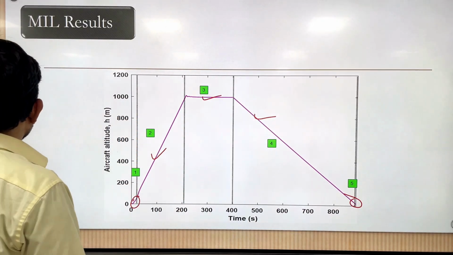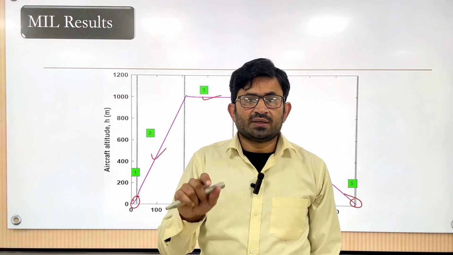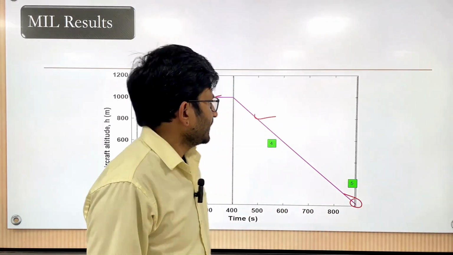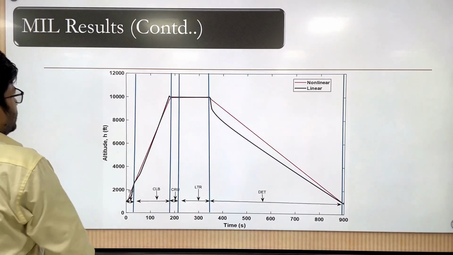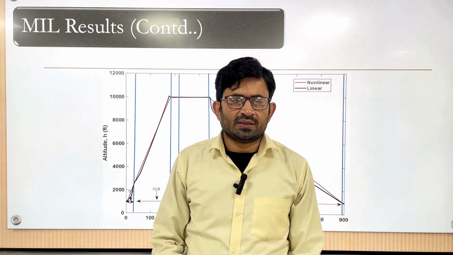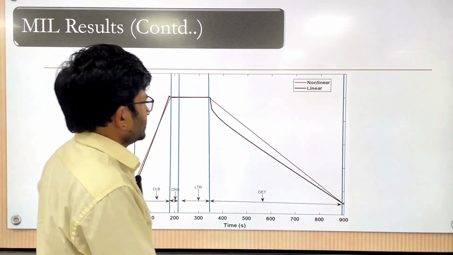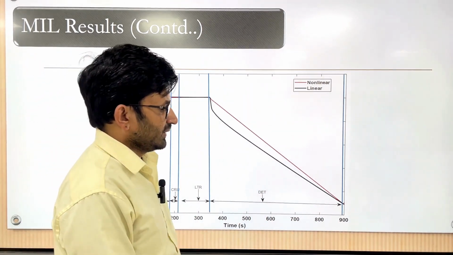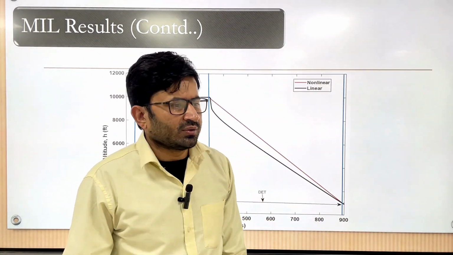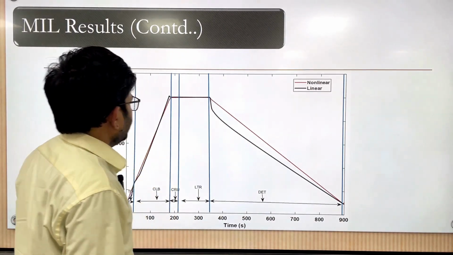Now, as I said, in the same MIL simulation, you can replace the linear controller by a non-linear controller and get a result. What we have done is replace the PID using the INDI controller and the sliding mode controller. This is the result of the sliding mode controller. Either you can use non-linear dynamic inversion, sliding mode controller, or incremental non-linear dynamic inversion as a non-linear controller, and you can compare.